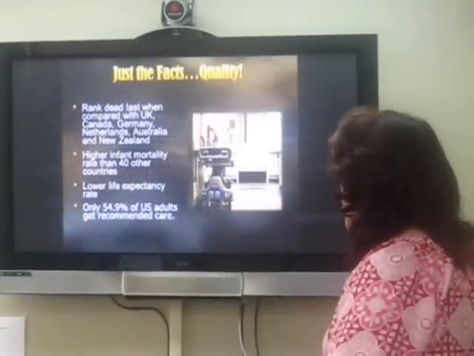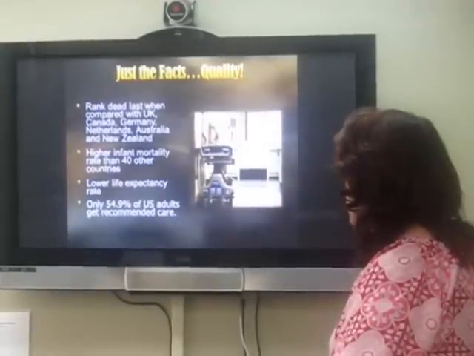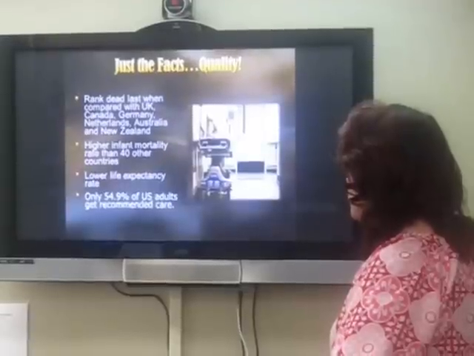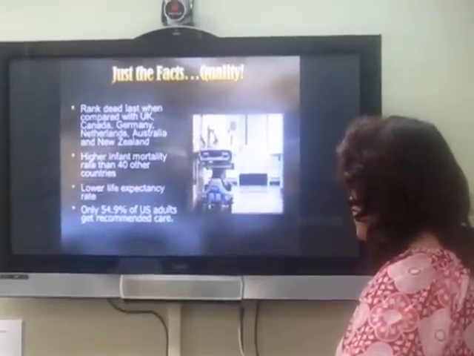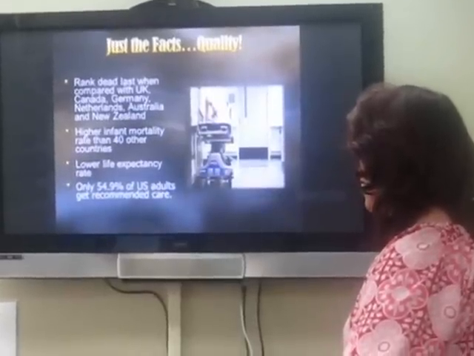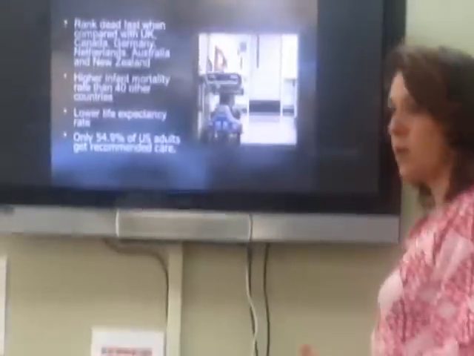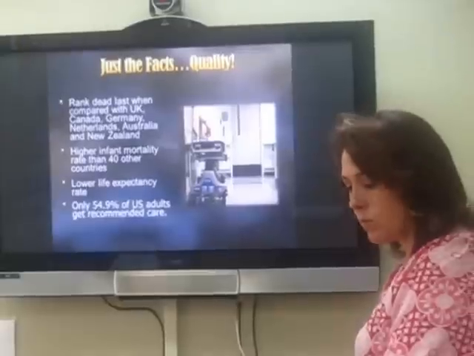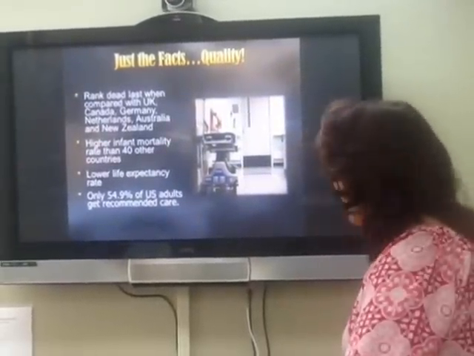In terms of quality, we rank dead last when compared with Britain, Canada, Germany, Netherlands, Australia, and New Zealand. Like I said, we have a higher infant mortality rate than 40 other countries. We have a lower life expectancy, and only 54.9% of U.S. adults get recommended preventative care. That's only about half of us that get what we need to get. And again, to the first slide, we're spending twice as much as everybody else.